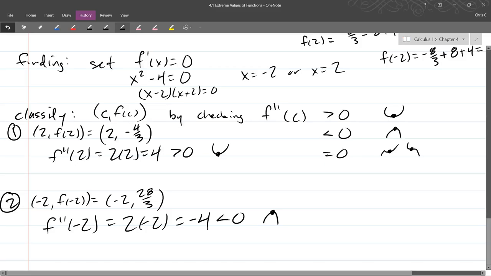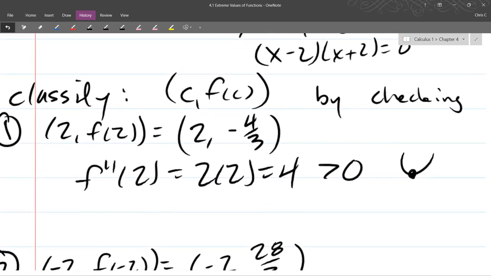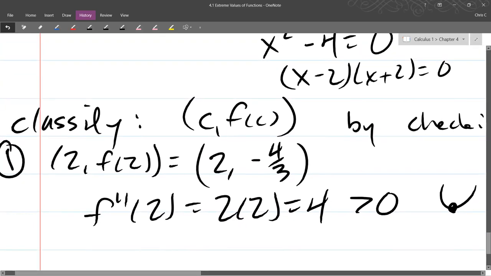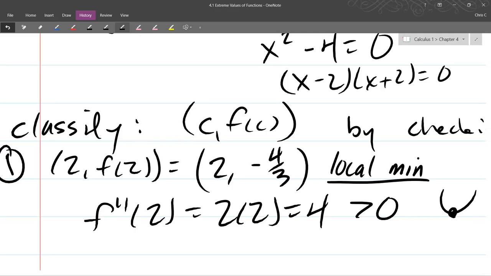So classifying them is not drawing a little picture. It's writing down, is it a local max or a local min? So let's do the first one first. Happy face. Is the point at the bottom a local maximum or a local minimum? Local minimum. So I'm going to write local minimum. That's a little weird. Your second derivative was positive, but that means local minimum, not local maximum.